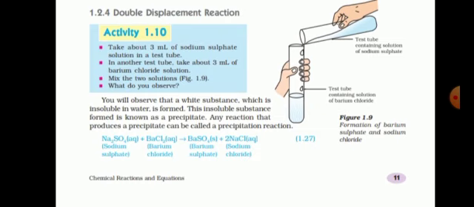Let us see the equation here. You have the equation for this activity, that is Na2SO4, which is your aqueous solution of sodium sulfate, on mixing with your barium chloride, that is BaCl2, which is also an aqueous solution, will give you the end products barium sulfate, which is BaSO4, solid in state, and 2NaCl, which is your sodium chloride, an aqueous solution. I hope that this activity is clearly understood by you all. So let me move on with the next topic.